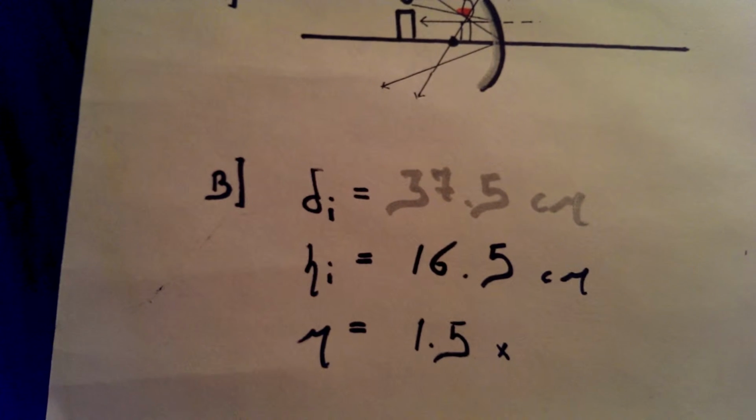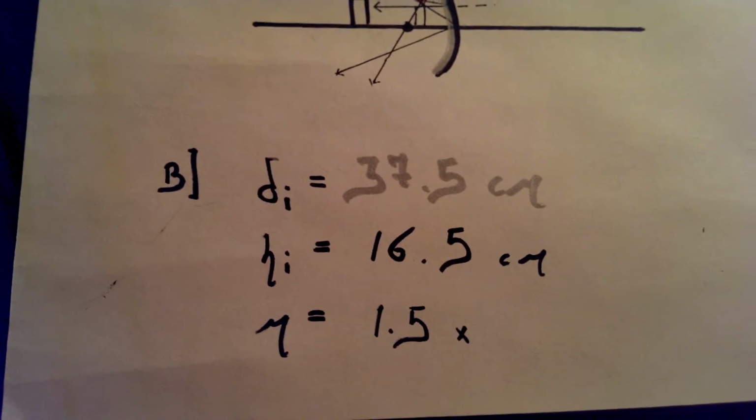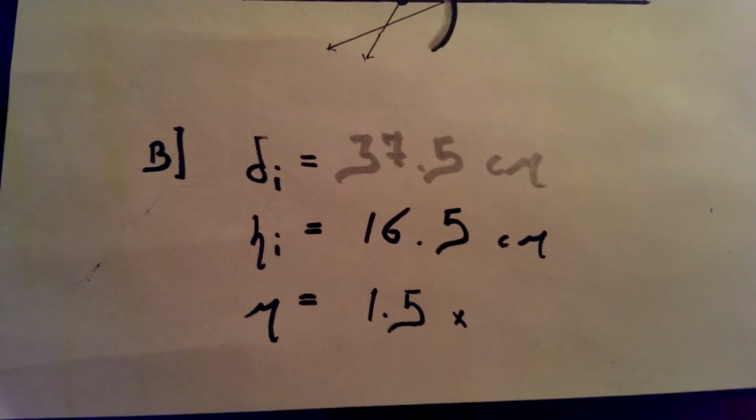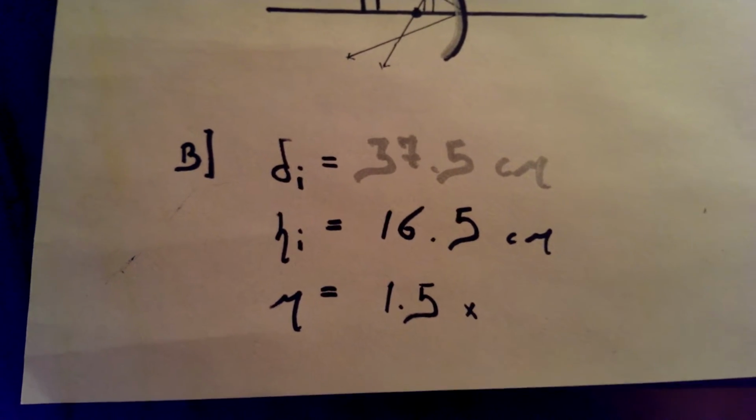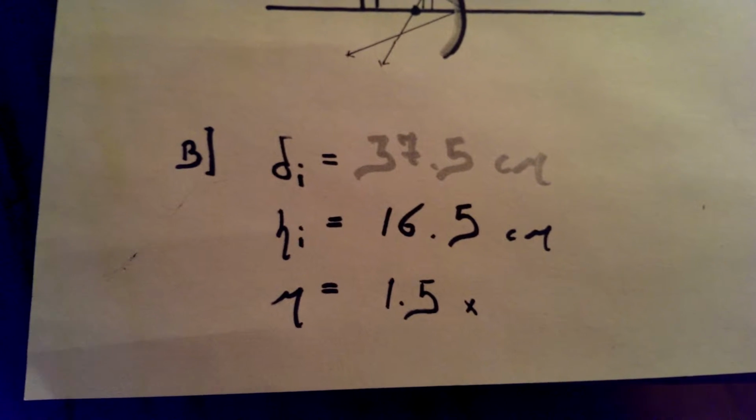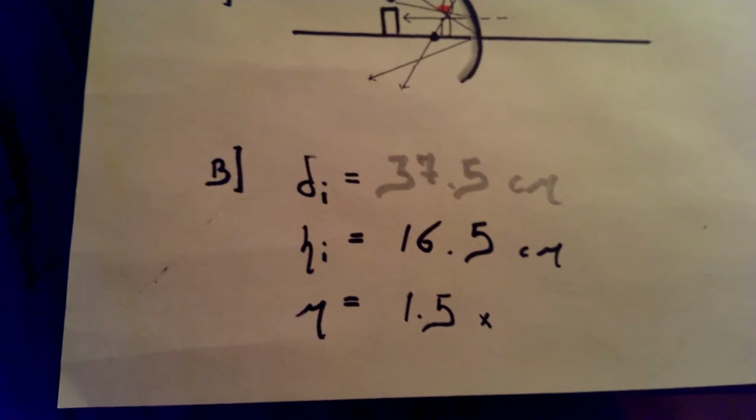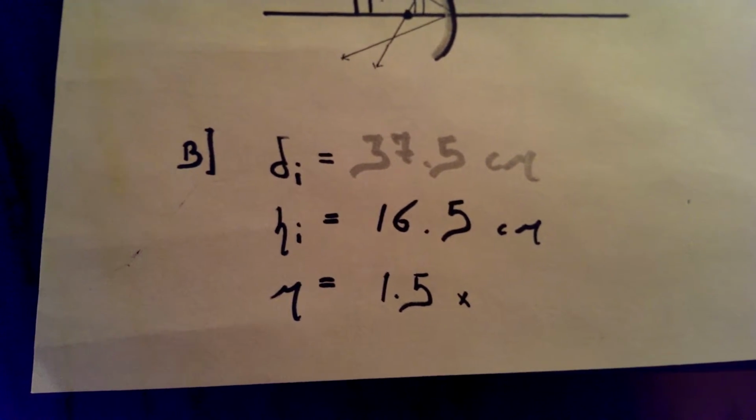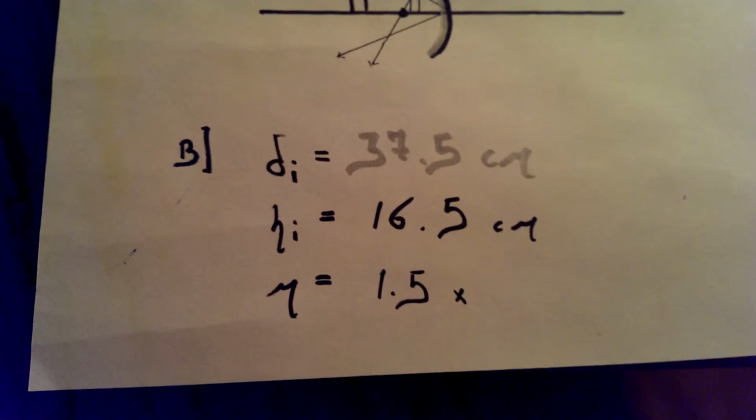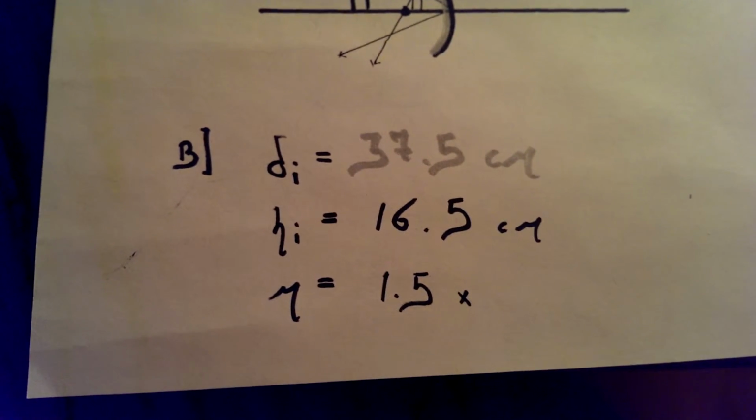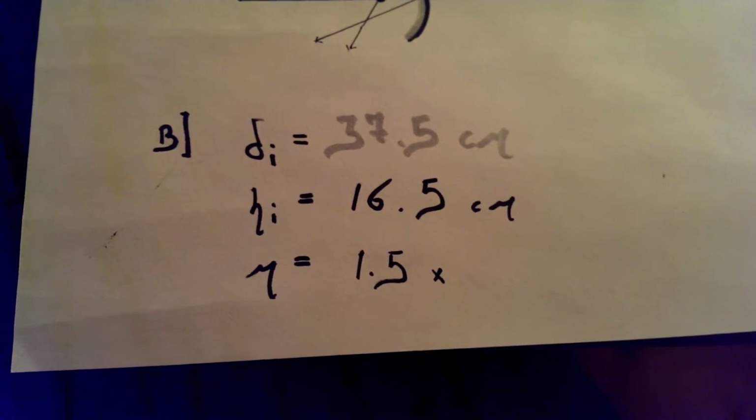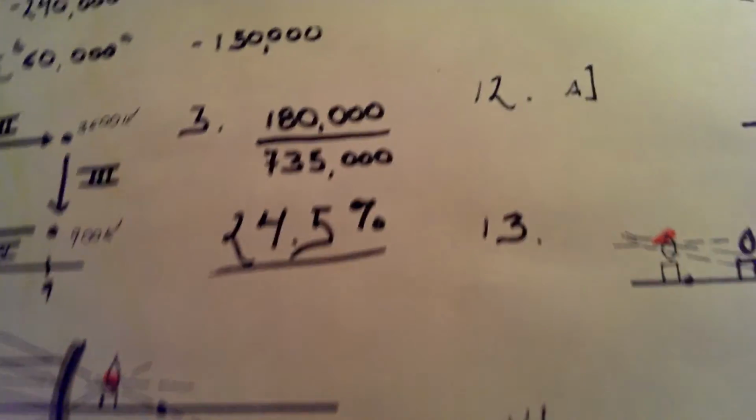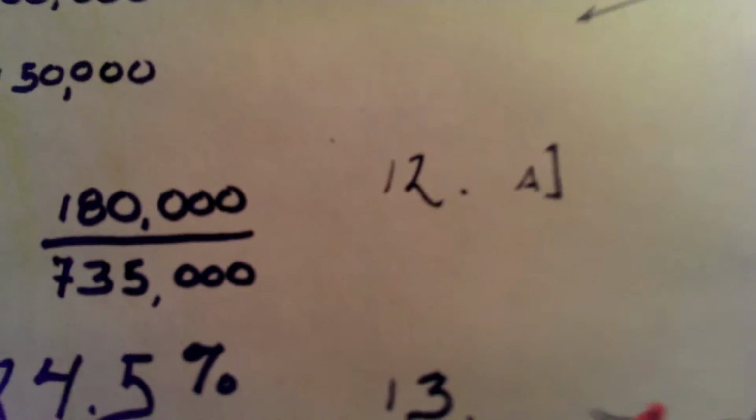So when we realized that negative 37.5 over 25, which is the distance of the image over the distance of the object, is equal to 1.5, well, that's equivalent to the image height over the object height. So you have x over 11, and you end up with 16.5. And at the same time, the magnification turns out to be 1.5 times. And then number 11, we have a concave mirror.